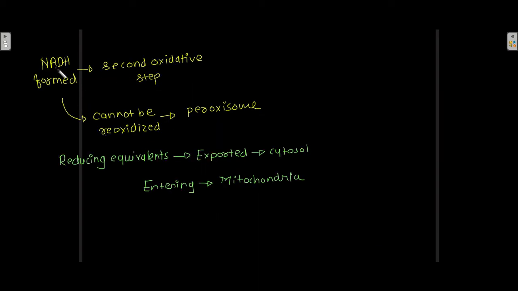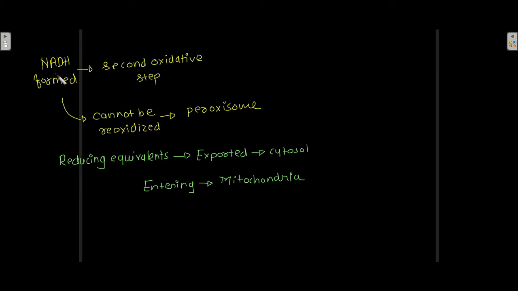Now in the second oxidative step, there is formation of NADH. NADH is formed during the second oxidative step of the fatty acid oxidation in the peroxisome, and this NADH formed in the second oxidative step cannot be reoxidized in the peroxisome. In the peroxisome, you cannot reoxidize this NADH which is formed.